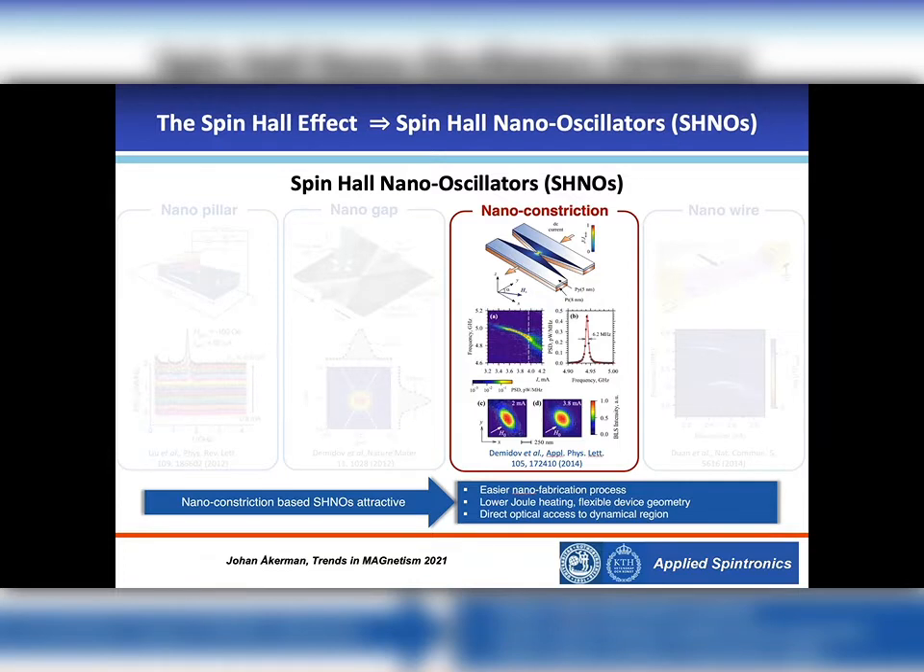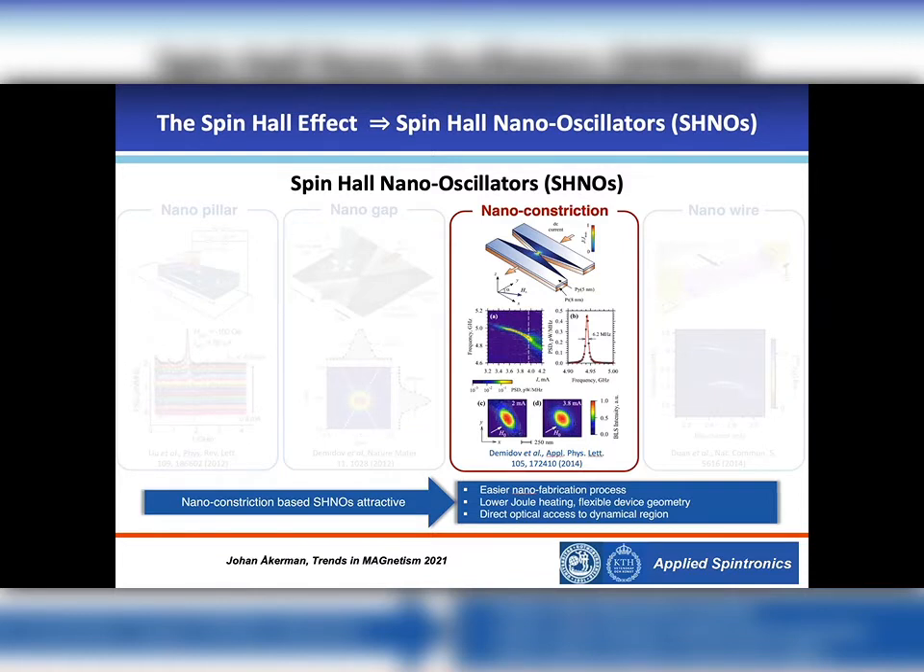It has a very easy nanofabrication process. You need a bilayer and then you need to process a nanoconstriction in it. It has a very flexible device geometry. You can change the width, you can change the angle of that opening in the constriction, and you can change the materials over a very wide range.